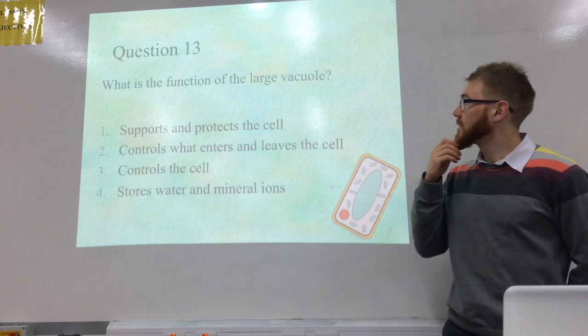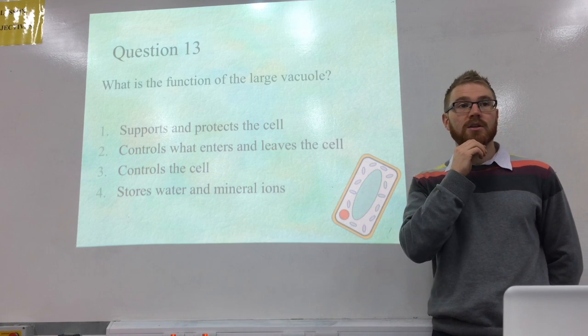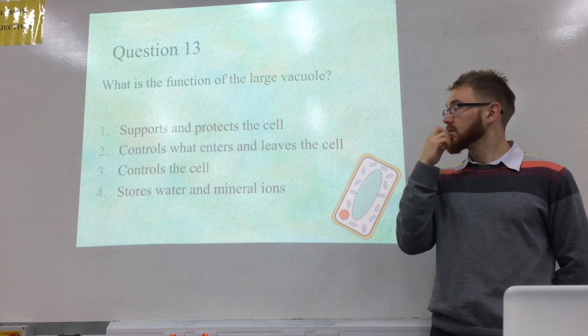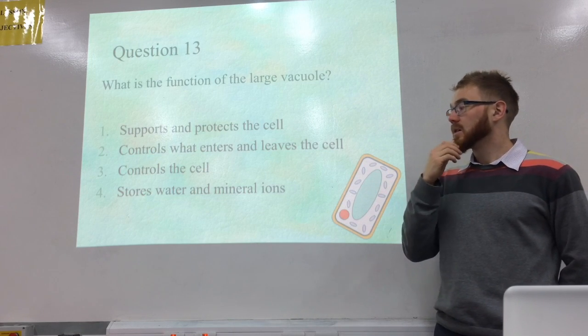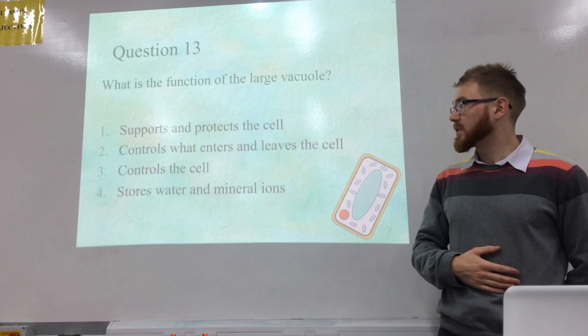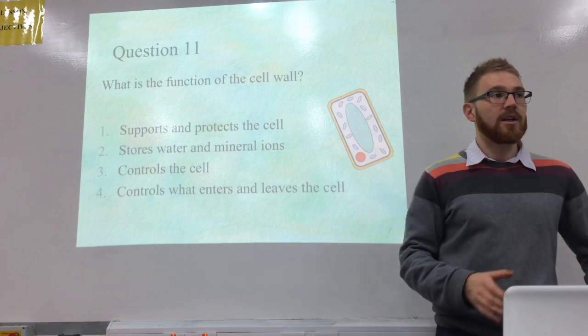Anyone tell me the answer for this one? What is the function of the large vacuole? Okay? Patrick? It stores water and mineral ions. Excellent, cool. Stores water and mineral ions.